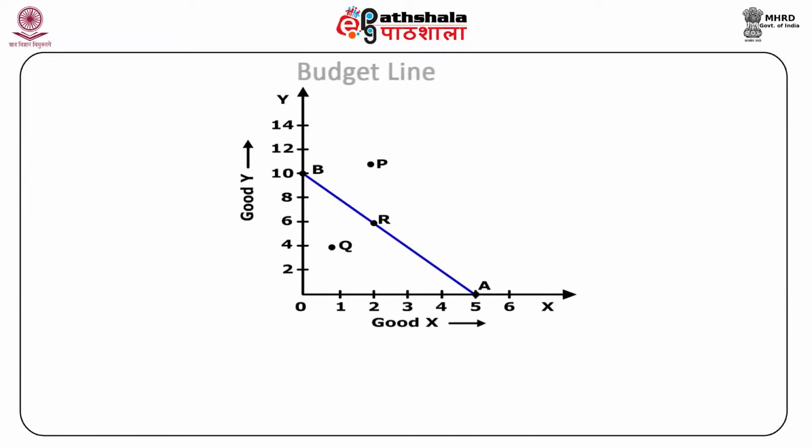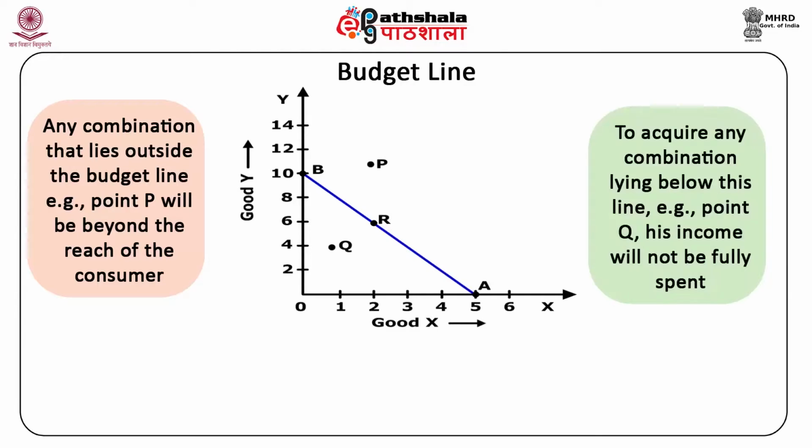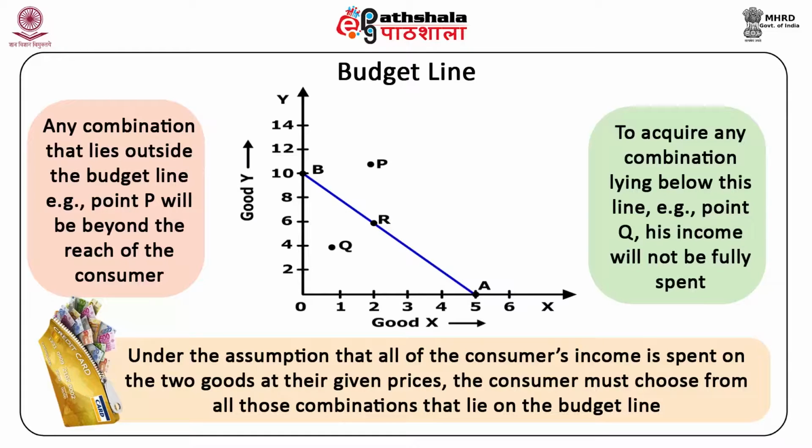The budget line also indicates that any combination that lies outside the budget line, example point P in figure, will be beyond the reach of the consumer, while to acquire any combination lying below this line, example point Q in figure, his income will not be fully spent. Thus, under the assumption that all of the consumer's income is spent on the two goods at their given prices, the consumer must choose from all those combinations that lie on the budget line.